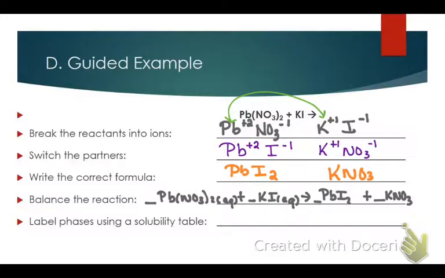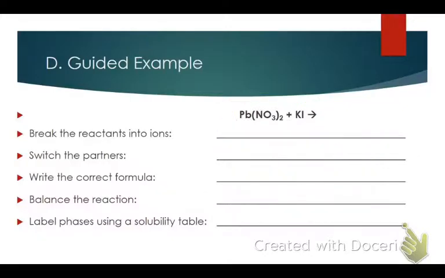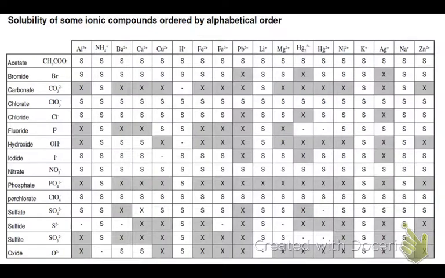Now, we need to figure out the states of matter of these two products. Like I mentioned, a lot of times double replacement reactions produce a precipitate. If you take a look at this slide, this table is on the back side of your activity series. This is a solubility table.